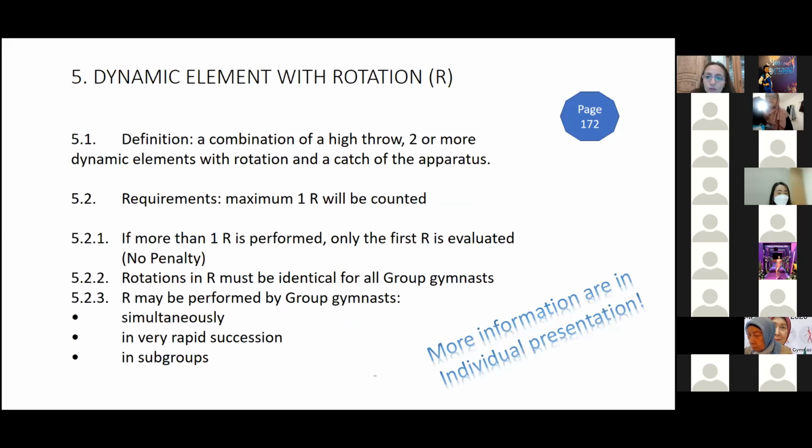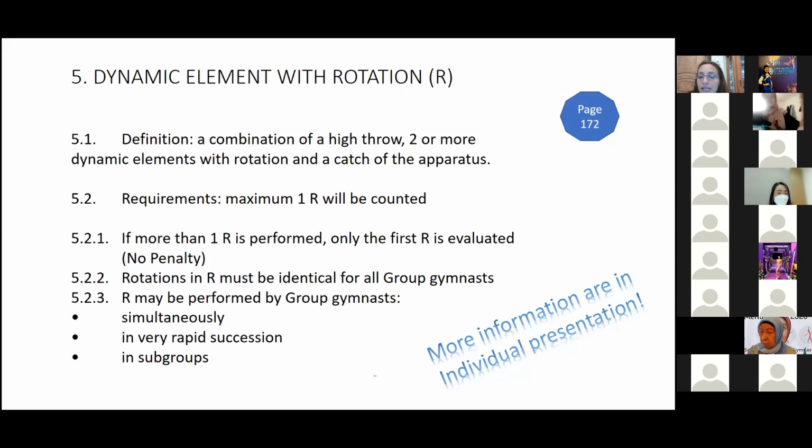The dynamic elements with rotations. It's a high throw, 2 or more dynamic elements with rotation under the flight and catch of the apparatus. Maximum 1 R will be counted. If more than 1 R, only the first R is evaluated without a penalty. Rotation and R must be identical for all group gymnasts. All of them must do the same, not different for each gymnast. The R may be performed by the group gymnasts simultaneously, in very rapid succession, or in subgroups.